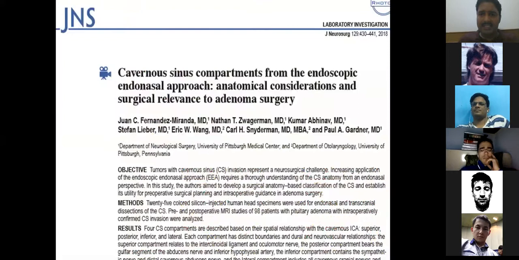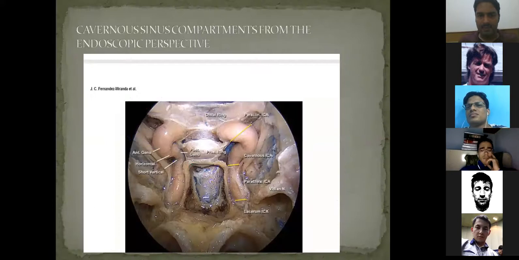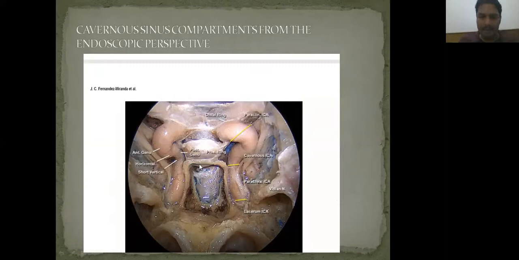And this is a very interesting paper by Juan Fernandez-Miranda from the UPMC. He divided the cavernous sinus into various compartments from the endoscopic endonasal perspective. So just to orient you, this is the sphenoid sinus. We have already removed all the bone and you are seeing the carotid arteries. This is the clival recess of the sphenoid sinus. This is the pituitary gland. And this is the foramen lacerum.